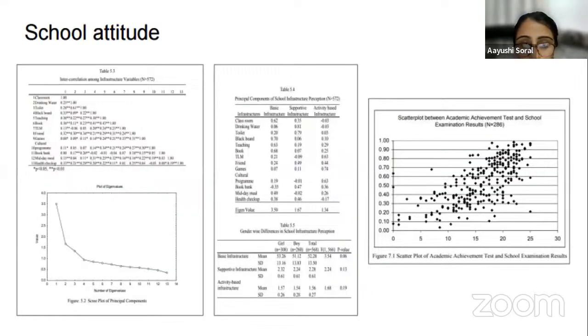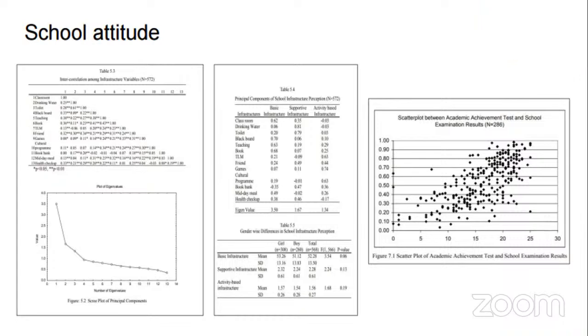This is again the PCA, which was conducted by Sir. For the academic achievement test and the school examination result, you can see the scatter plot has been drawn between the academic achievement test and the school examination results. So the data has been collected on this part. So anything, sir, you want to add on this? No, Ayushi, you have covered nicely.